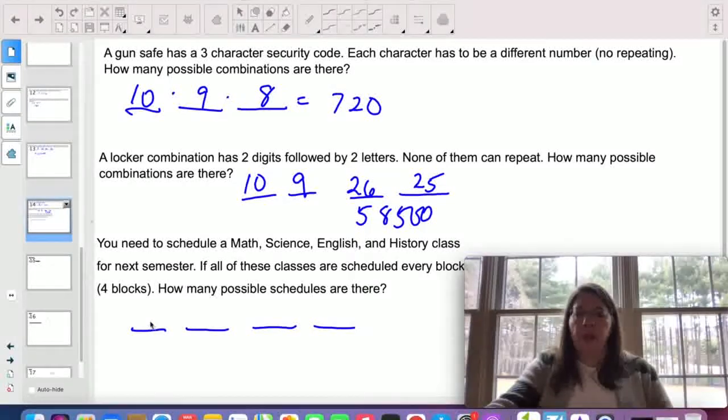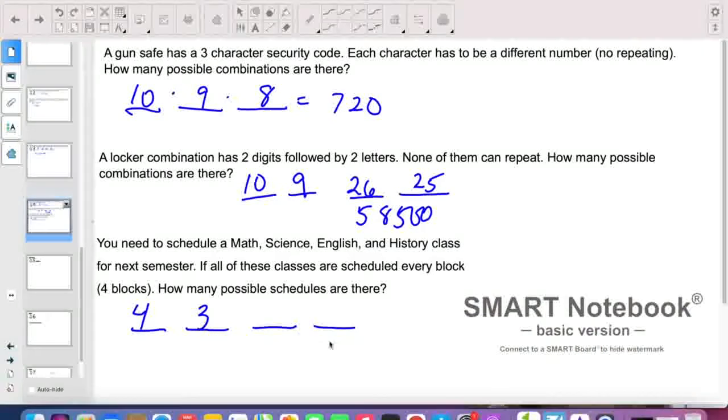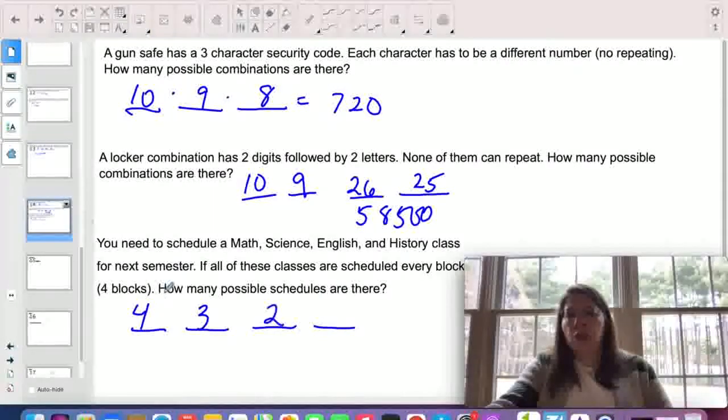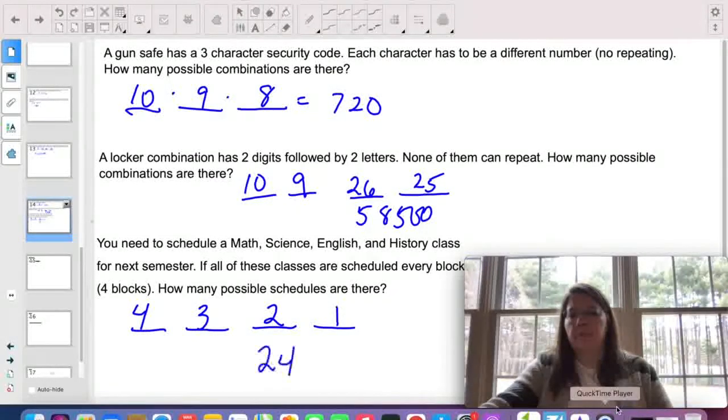In those 4 blanks, I need the possible number of classes I have to choose from. Well, for the first block, I have a possibility of 4 separate classes. For the second block, I already chose one of my classes here, so I can't take that one again. So I'm only going to have 3 possible outcomes for the next one. For this one, I only have 2 classes left because I have picked 2 of them here. And then for the fourth block, I've already chosen 3 of the 4 that I need. I'm only going to have 1 to choose from here. So the total number of possible schedule combinations would be 4 times 3 times 2 times 1, or 24. So that one wasn't too bad.